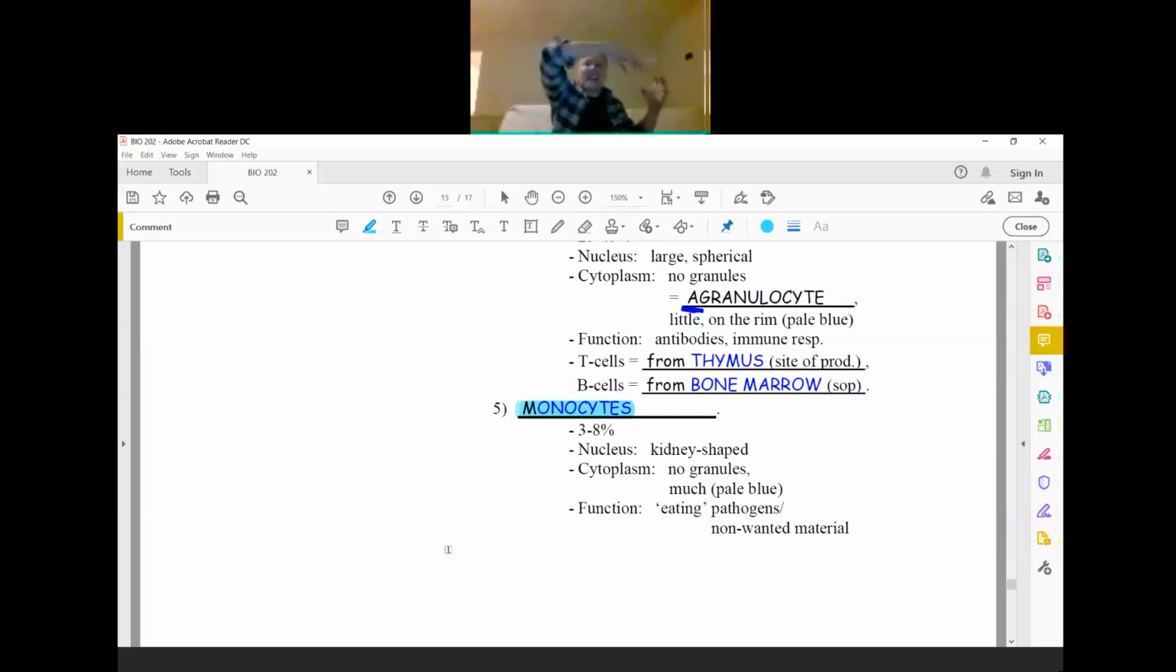And what they do, they're phagocytic cells, so they eat anything that shouldn't be in the body. They engulf it inside them, and then inside them, they kill what they engulfed. So they remove unwanted material. That's the monocytes.